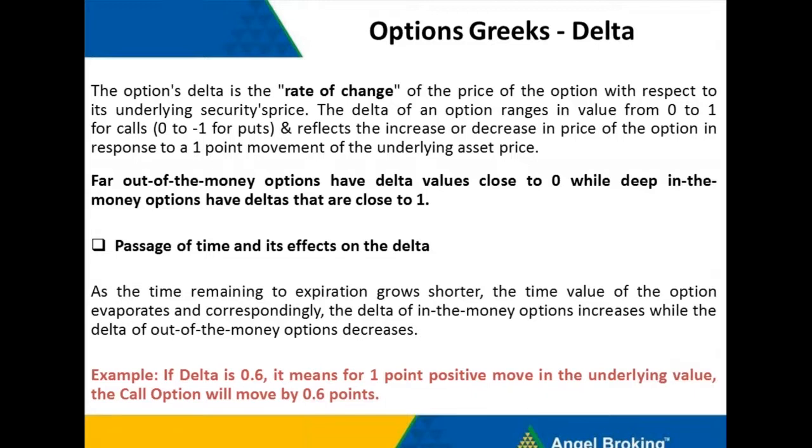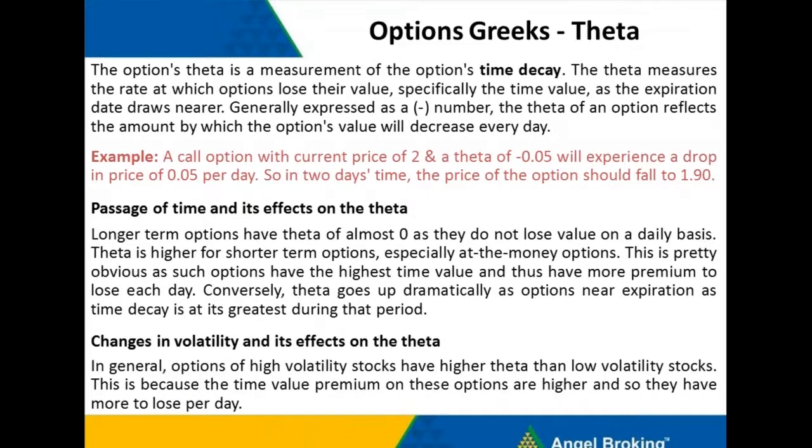And passage of time and its effect on delta. As the time remaining to expiration grows shorter, the time value of the option evaporates and correspondingly the delta of an in the money option increases, while the delta of an out of the money option decreases. You also have to look at the expiry, when the contract is expiring, and how long you want to hold it. Generally, those who buy a call option or a put option keep on holding till expiry. That is not a very good way to trade options. You need to understand that there is something called theta which also comes into play.